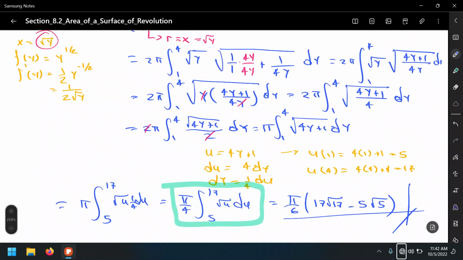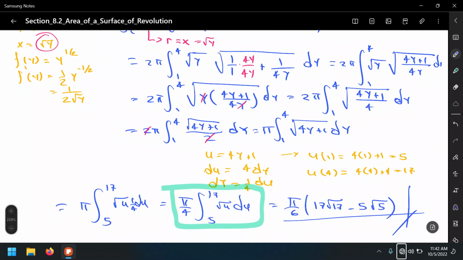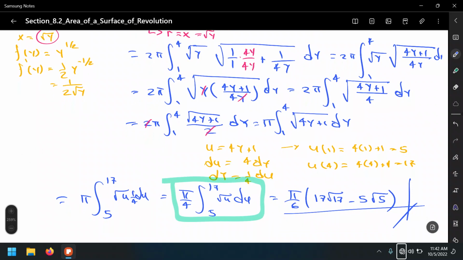All right? Question? In which part? Second line right here? Right here. By the properties of radicals, that's the square root of a over the square root of b. In this case, the square root of 4y plus 1 stays itself, but the square root of 4 is 2. All right?